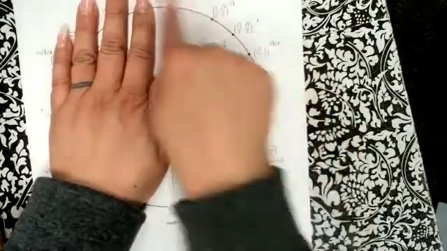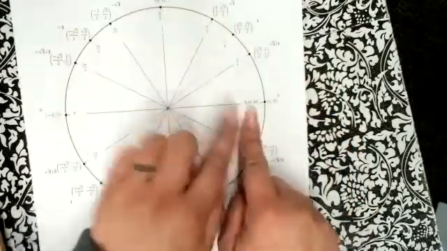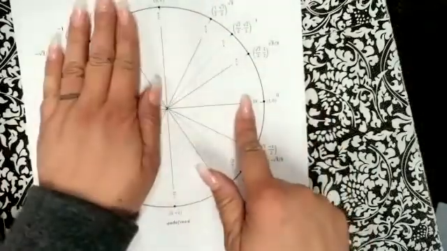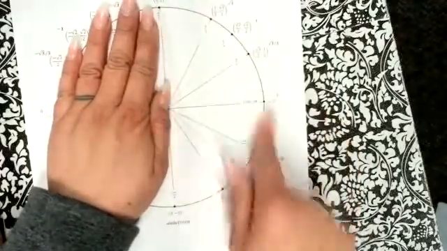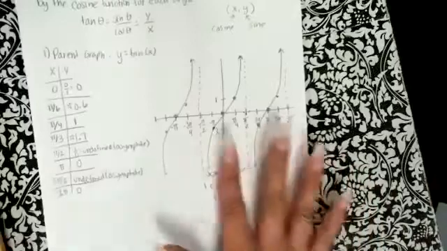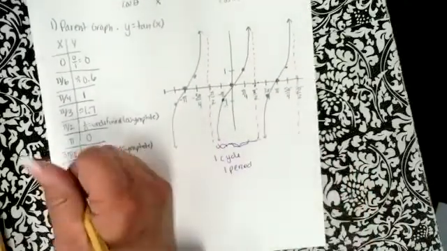So tangent has a period of pi, not 2 pi, where sine goes 2 pi, cosine goes 2 pi. Tangent, it goes up pi halves, down pi halves. So it has a period of pi. So let's list some important facts here. Our domain.